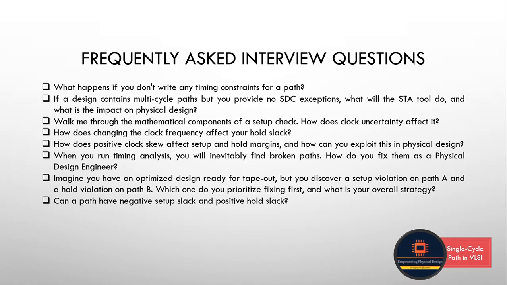Okay, now another commonly asked question is, walk me through the mathematical components of a setup check. How does clock uncertainty affect it? Well, we already know that clock uncertainty acts as a safety margin for jitter, right? It's a part of jitter. So it subtracts directly from the required time. As I showed in the formula, it subtracts directly from the required time, and it is narrowing the timing window and reducing your setup slack. That's how you can explain. You can just write out the formula and explain through it.